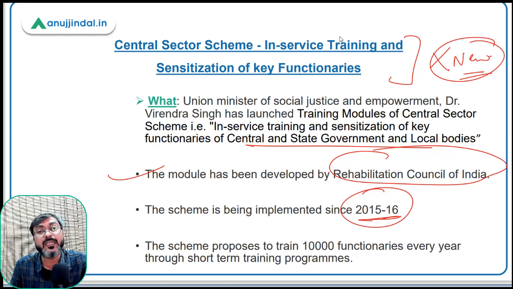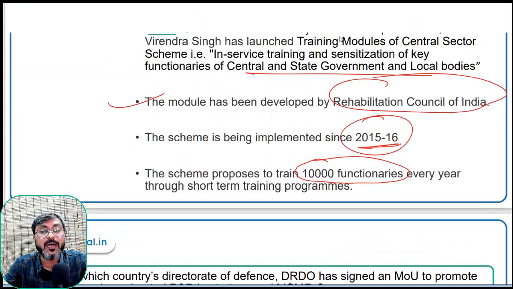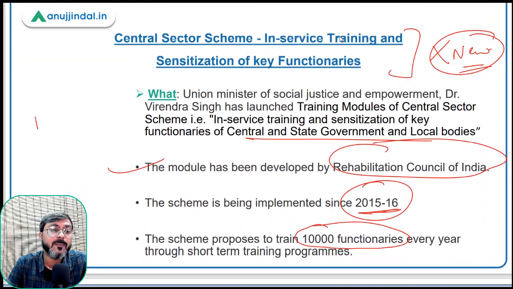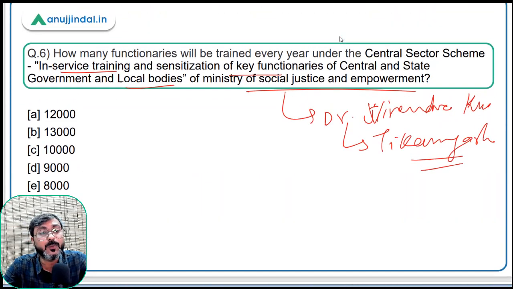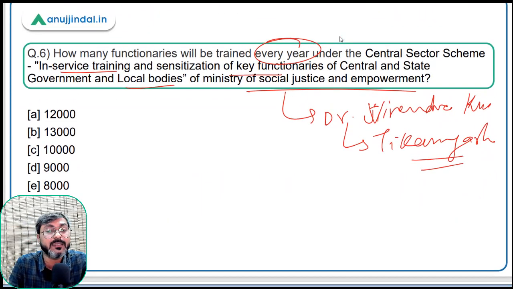The scheme proposes that 10,000 functionaries will be trained every year through short-term training programs. And till now 13,000 functionaries have been trained under this particular scheme. So the correct answer should be what? Here the question is about every year. So every year the scheme proposes to train 10,000 people. Option C will be the correct answer.